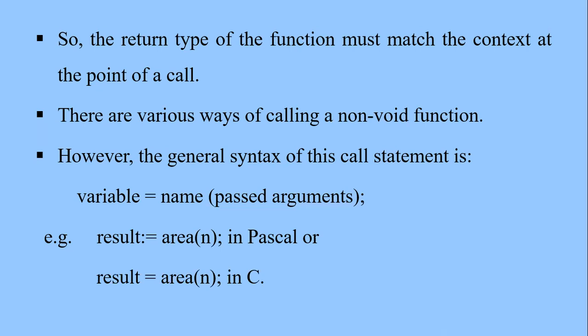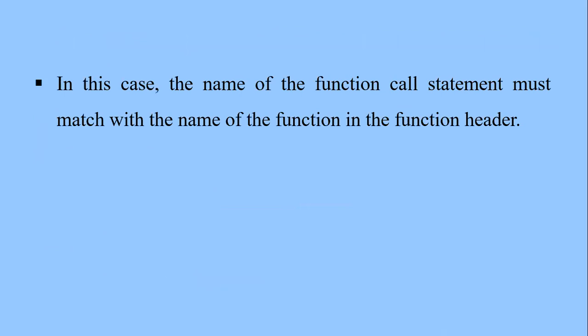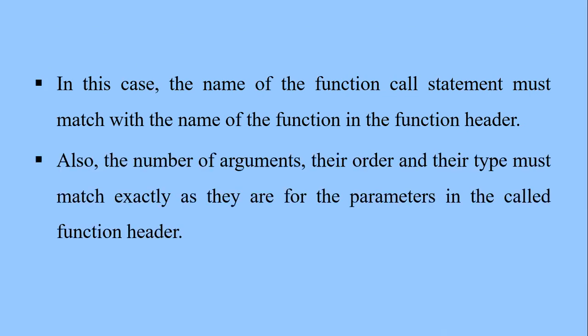Or it can be written as follows in C. So this statement, the call statement or invoking statement for a function in C, is similar to the one in Pascal. The only difference is the assignment operator. In this case, the name of the function call statement must match the name of the function in the function header. Also, the number of arguments, their order, and their type must match exactly as they are for the parameters in the called function header.